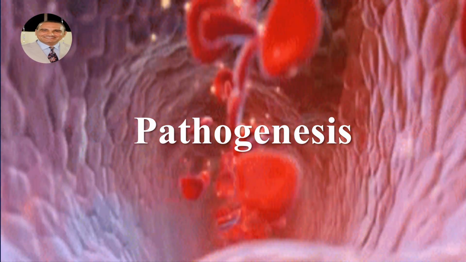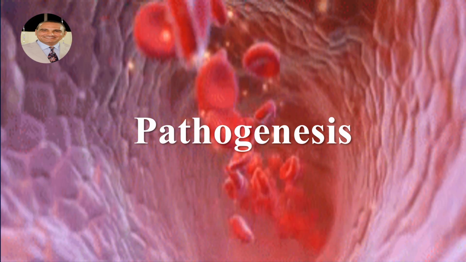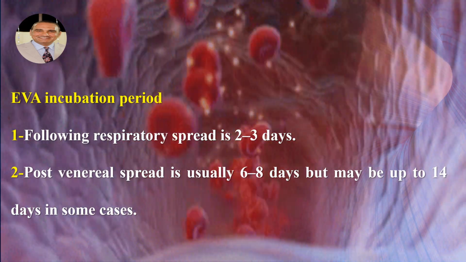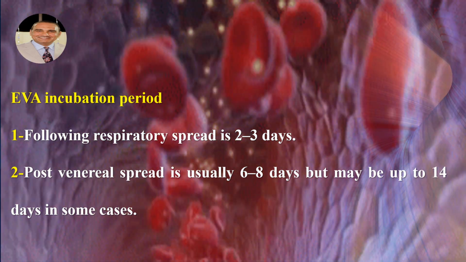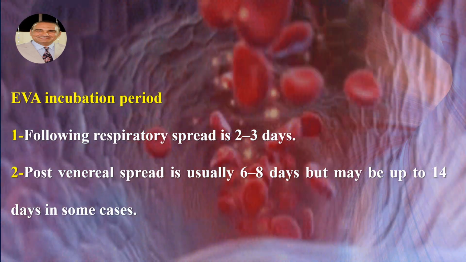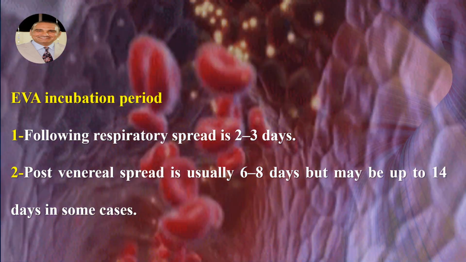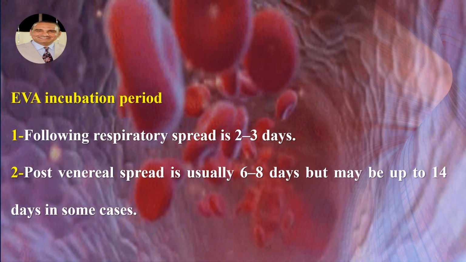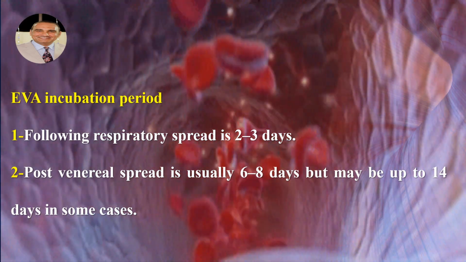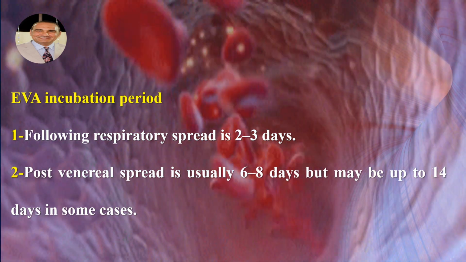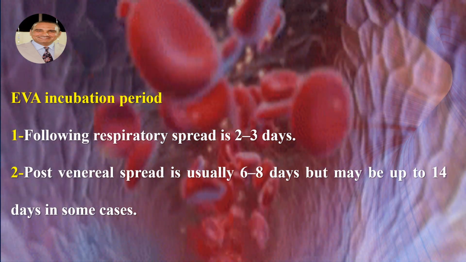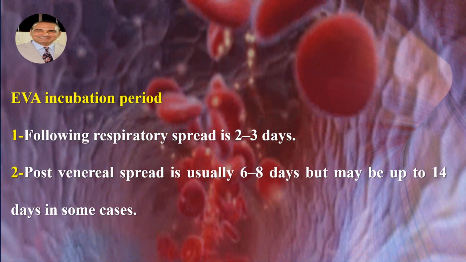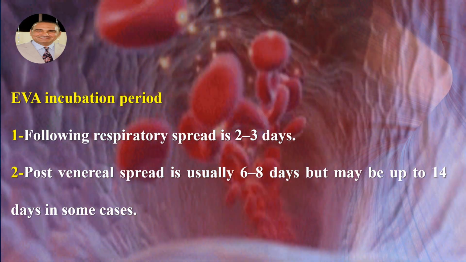Pathogenesis of equine viral arteritis disease. Incubation period of equine viral arteritis disease will be different according to the sources of infection and the way of transmission. Following respiratory spreading, incubation period will be 2 to 3 days, while post-venereal spreading is usually 6 to 8 days and may be up to 14 days in some cases.